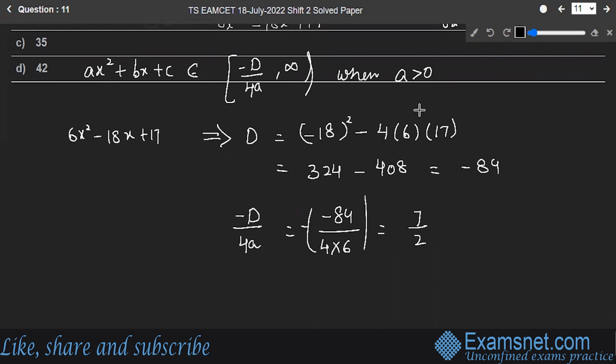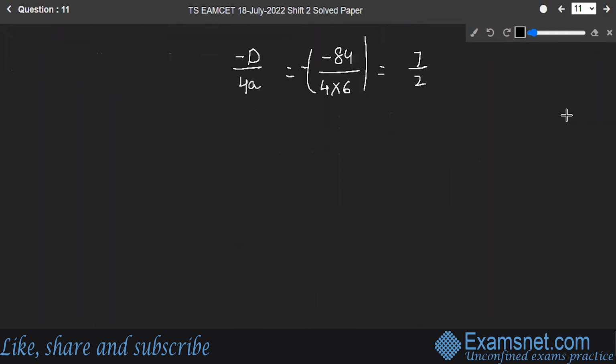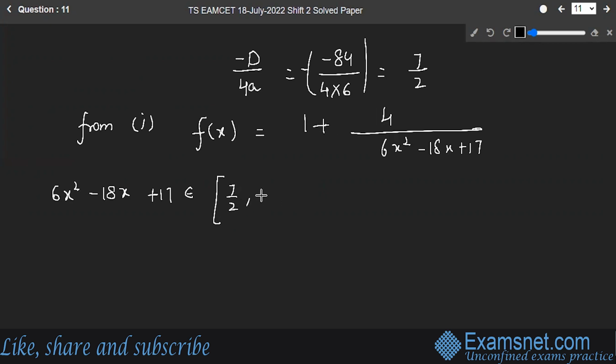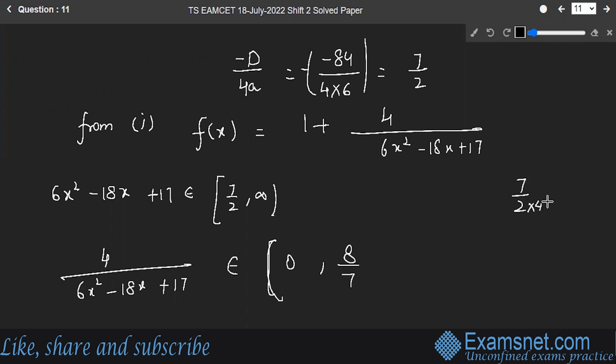Right. So that means if I get back to this equation, I'll get back from here to 1. From 1, f(x) was equal to 1 + 4 upon 6x² − 18x + 17. So here, first thing, 6x² − 18x + 17 belongs to the interval [7/2, ∞). If I say 4 upon 6x² − 18x + 17, this will belong to the interval (0, 8/7]. How 8/7? So 7/2 multiplied by 4 will be 7/8, so the inverse of that will give you 8/7.